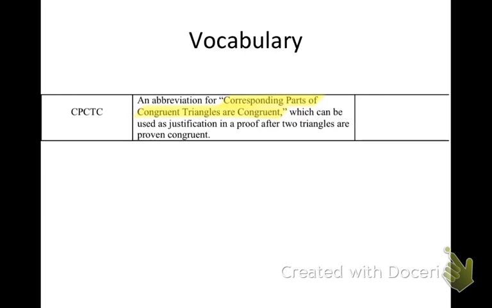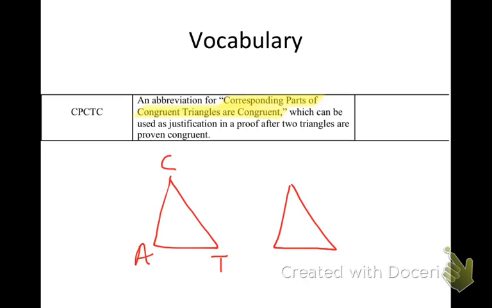Now, what does CPCTC mean? It means that if I have two triangles here, and if I label them CAT and DOG, cat and dog, get it? Spell word. There's one cartoon. Good.